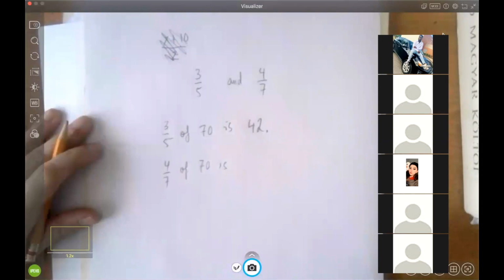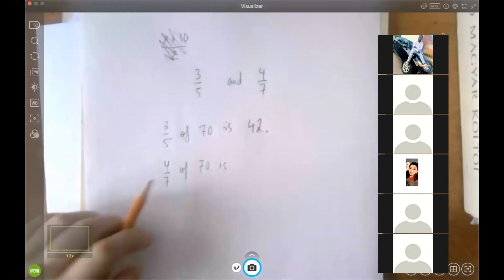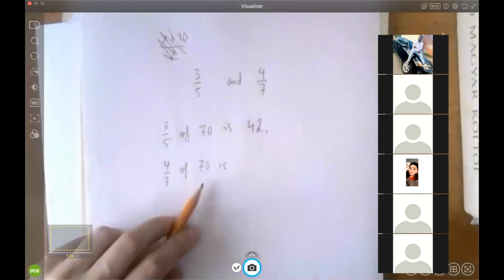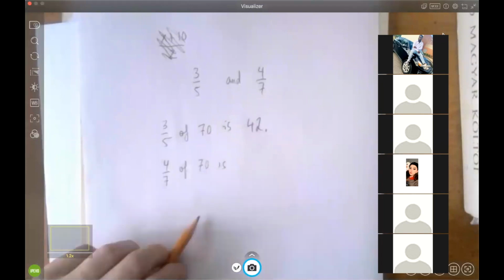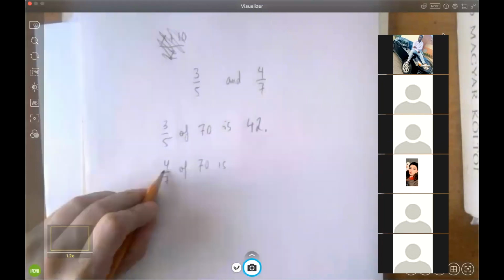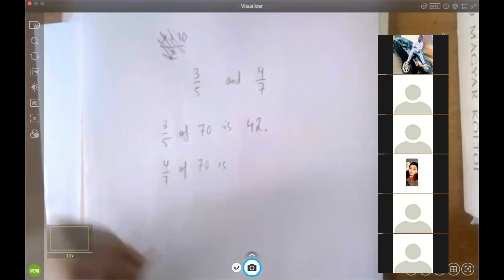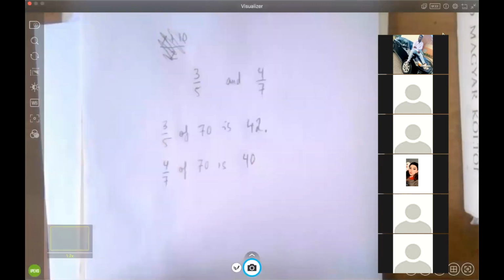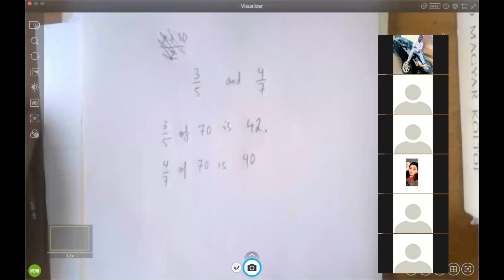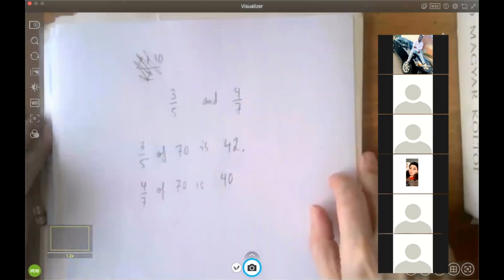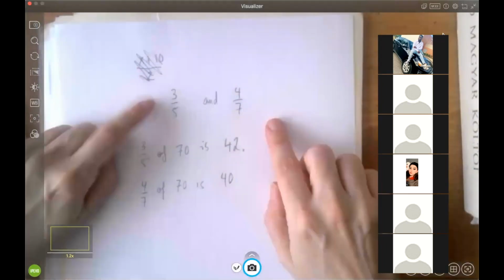42? No, okay. And then when we take 4/7 of 70, 1/7 is 10, and 4 of them is 4 times 10. 40. So which one is better if you want more? 3/5 of 70. Right, 3/5 is a bigger share.